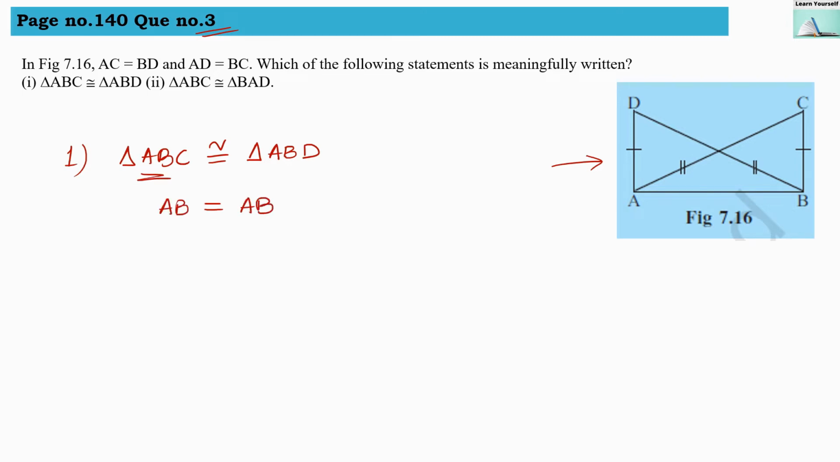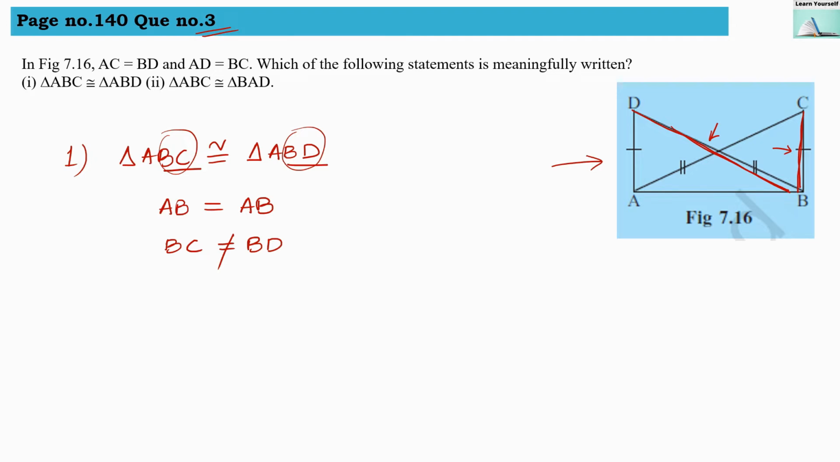Yes, that is correct, because they both are common here. This side we are talking about. So AB is equal to AB. Now the second side we are taking, that is BC is equal to BD. Let us check in the figure. So BC, we are talking about this BC, and the BD is this. So these two sides are not equal to each other. As per the congruency, this has to be equal, but it is not equal.